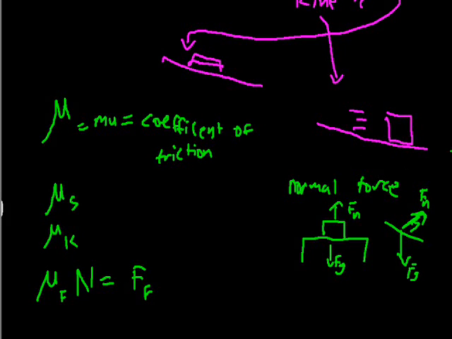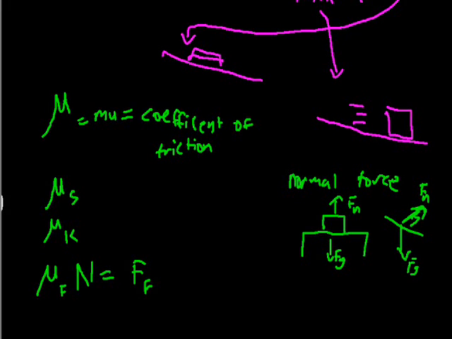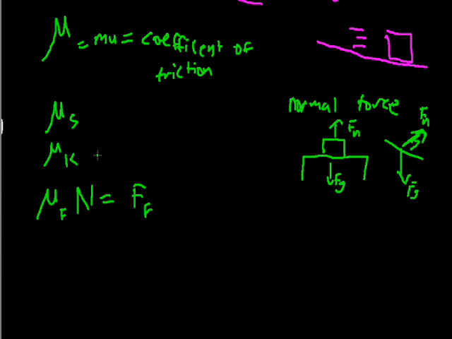That's the coefficient of friction times normal force. Now, if we wanted to calculate the force of the kinetic friction, then we would take the kinetic friction constant, multiply that by normal force, and we would get F sub k. Likewise, if we multiplied mu s times n, then we would get F sub s.